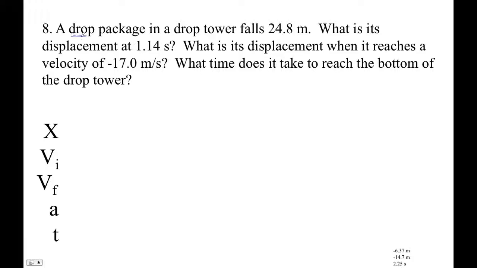Well, it's dropped, so its initial velocity is 0. This guy is negative 9.8, and then 1.14 seconds is this guy. And then we want to know its displacement, so we want to use no VF. That's this equation here: x is ViT plus 1/2 AT squared. Now, if we get a number bigger than 24.8, then we know that it hits the ground before 1.14 seconds. But let's just see. Let's plug in here.